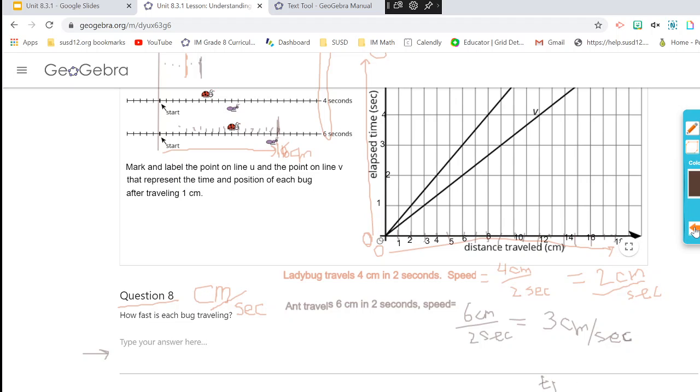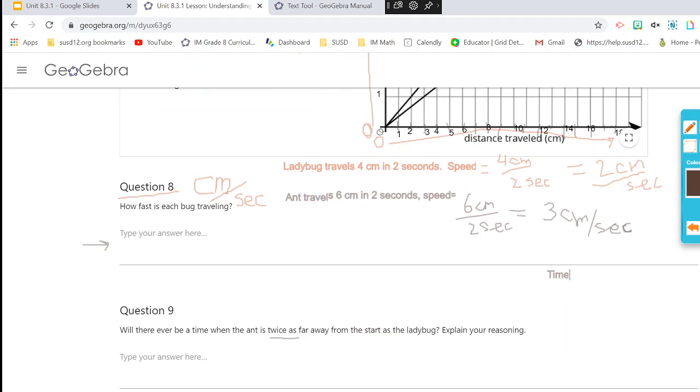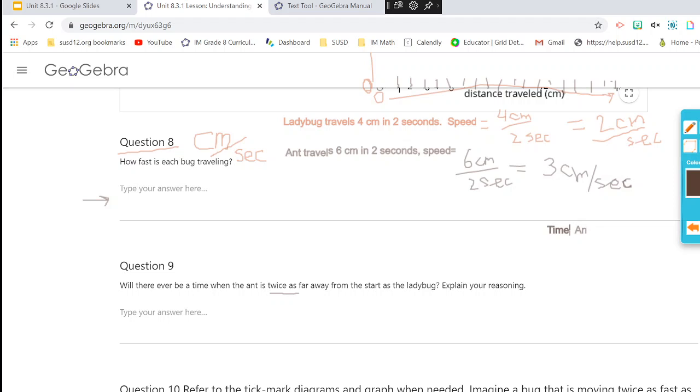Hold on, this pen is so messy. Why don't I try the text tool instead? Okay, so here's my little table. We're going to have time, and then we're going to have ant's distance, and we're going to have ladybug's distance from the starting point. Let me draw some lines here. Okay, we're going to make a table and just look at where their distance will be from the starting point. And then try to see, is there ever a time when ant is twice as far from 0 as ladybug?